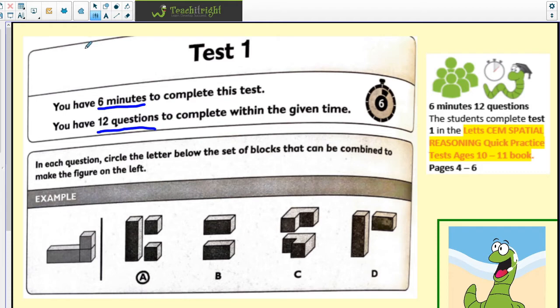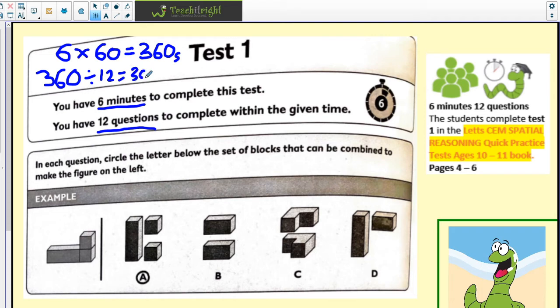But I will just quickly write out the maths in case you're interested as to how we got there. If you've got 6 minutes, in seconds that's 6 lots of 60, which equals 360 seconds. Then you divide that by the number of questions, which is 12, and you end up with 30 seconds per question.